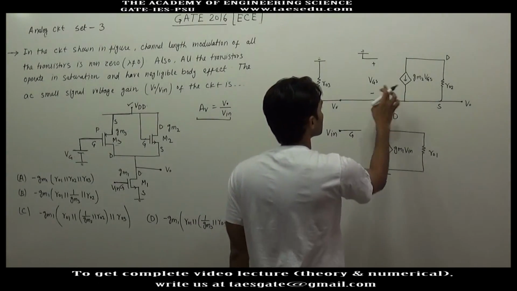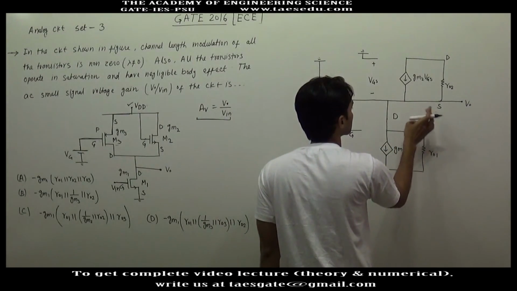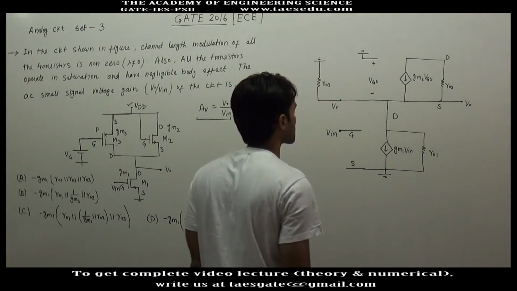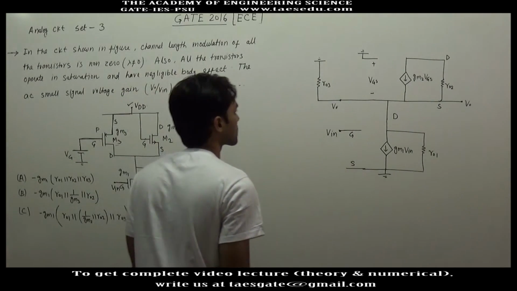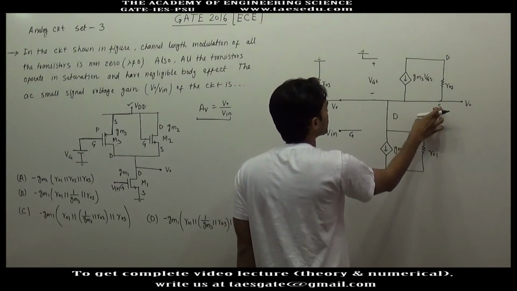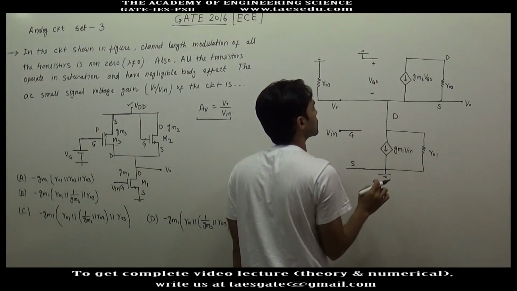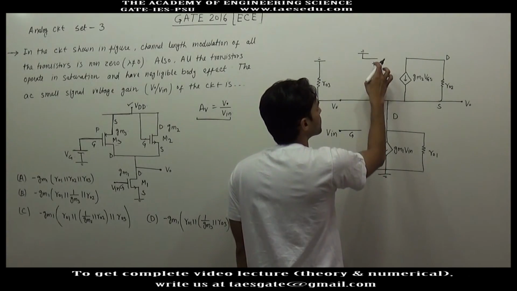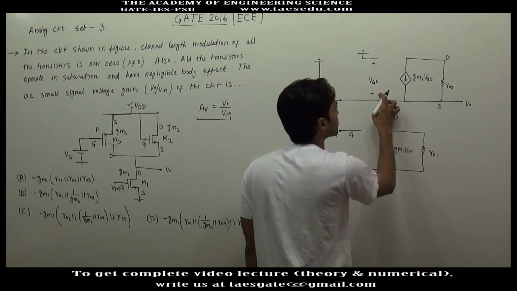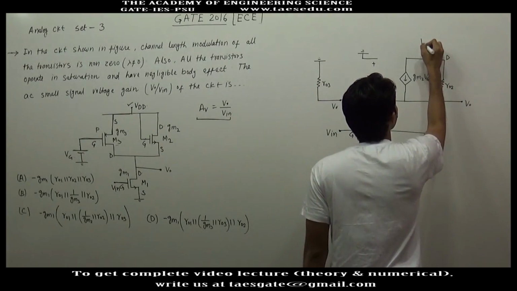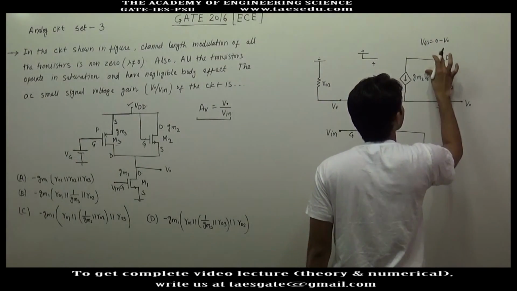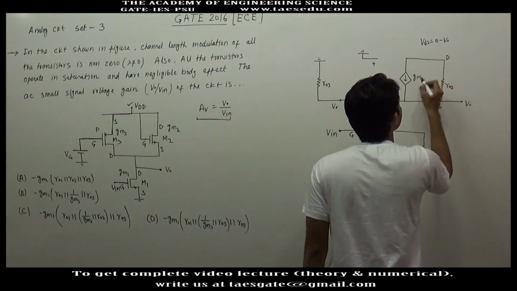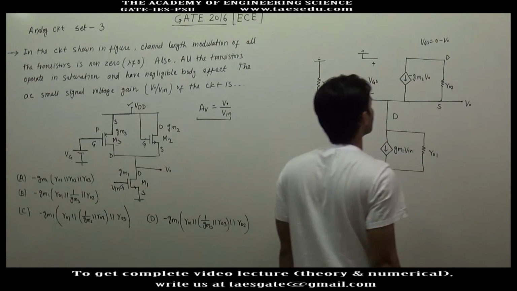Here, what is VGS? The negative is connected to V0 and positive is connected to 0. So VGS will be 0 minus V0. So here VGS is 0 minus V0, so the current will be GM2 into minus V0. So the current will be minus GM2 into V0.